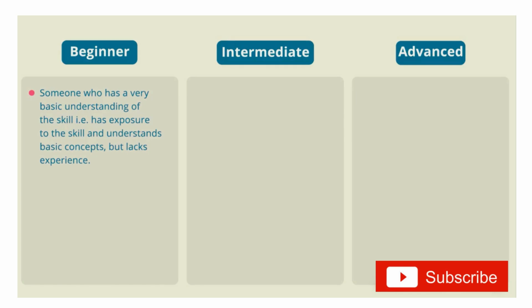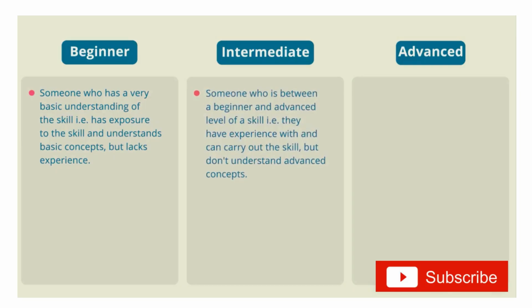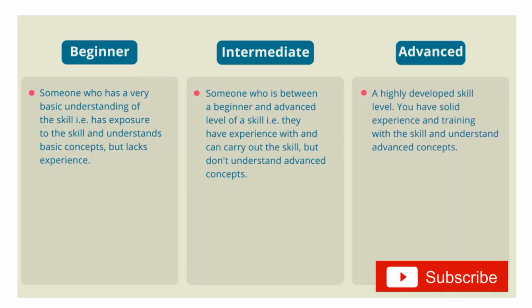Intermediate level is when someone has the knowledge of a skill between a beginner and advanced level. That means you have the experience of working and carrying out a particular skill, but you don't understand advanced concepts. The word advanced is used for a highly developed skill level. So, if you have solid experience and training in a particular skill and also understand its advanced concepts, then you can mention your level in it as advanced.